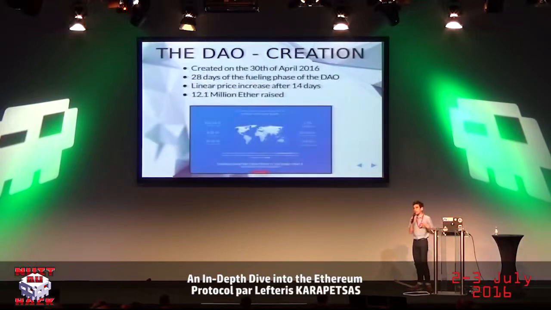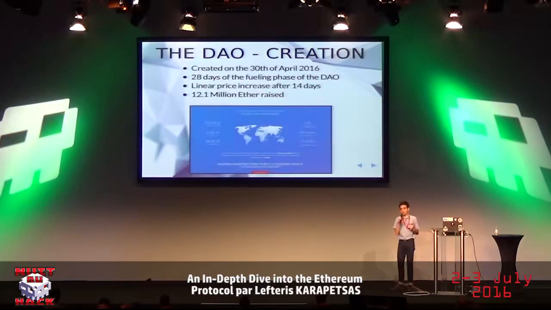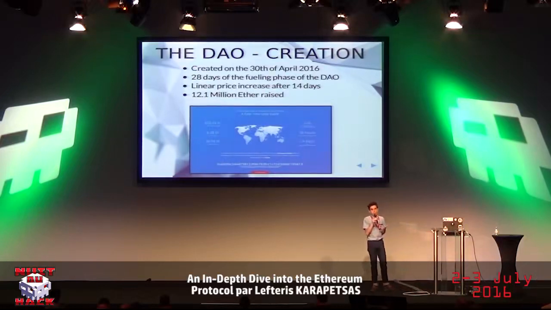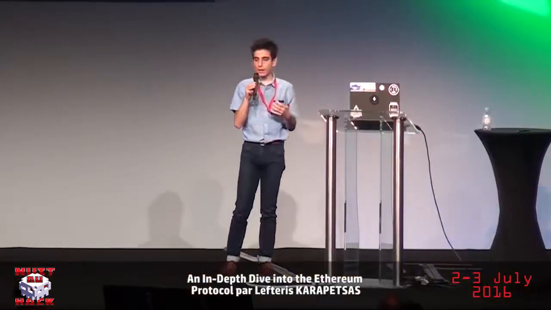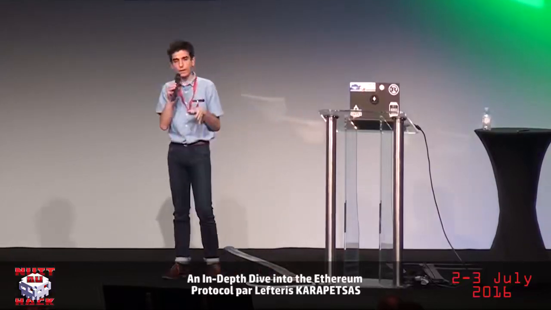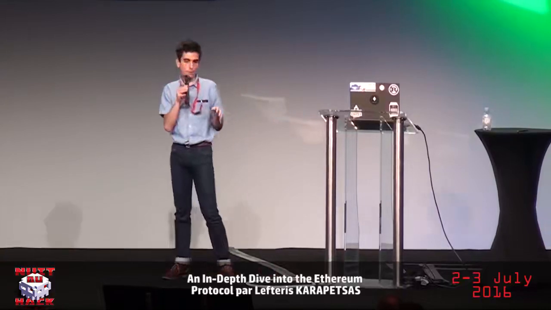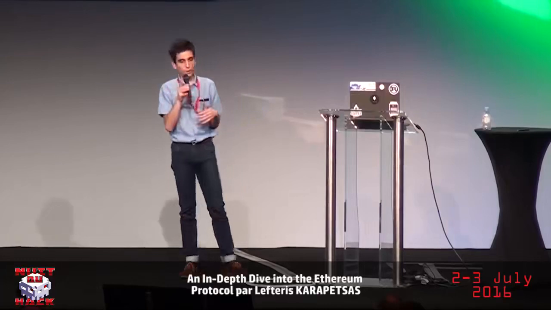So the DAO started, essentially, it was born by a community member on the 30th of April 2016. During the creation phase, also called the fueling phase, which was 28 days, people could buy tokens into the DAO. The price was, in the beginning, linear. It was standard. One Ether gave you 100 tokens, and after the first 14 days, there was a linear price increase until 1.5 Ether would give you 100 tokens.